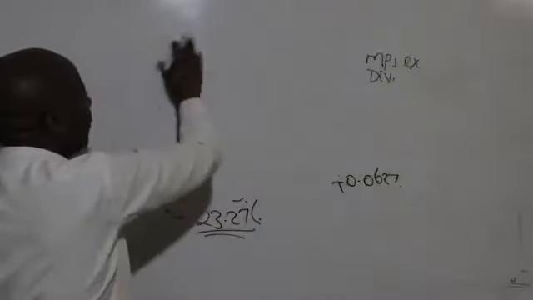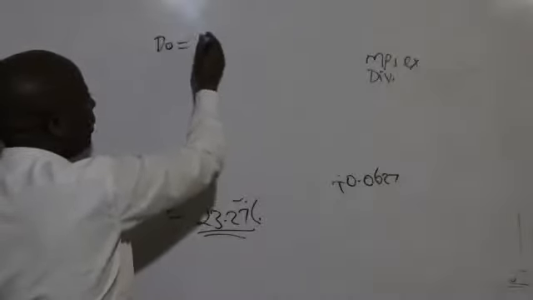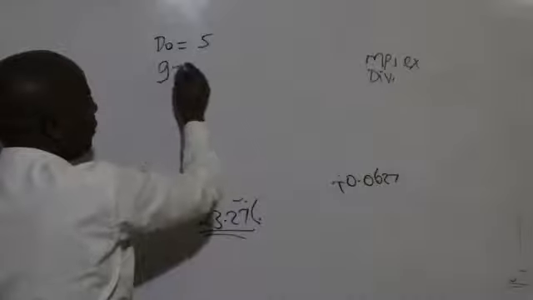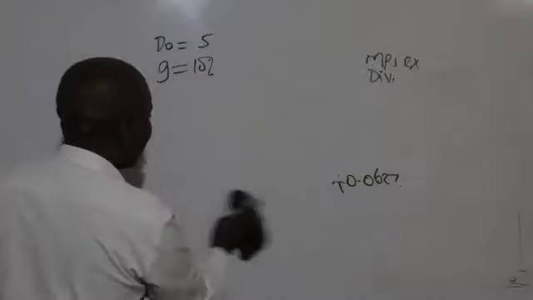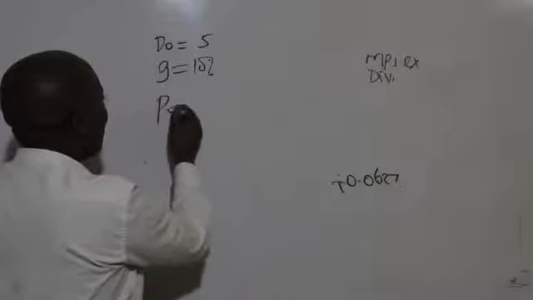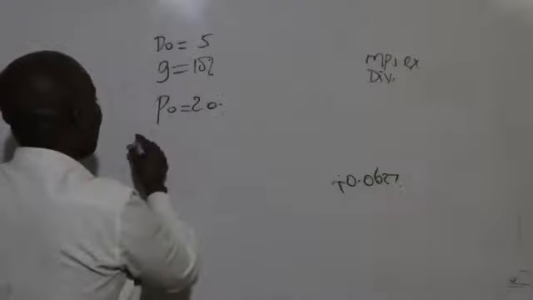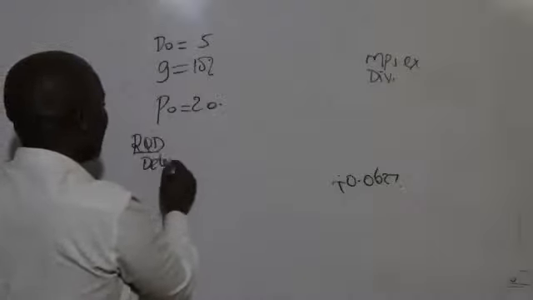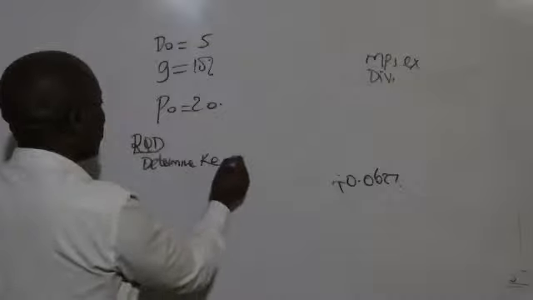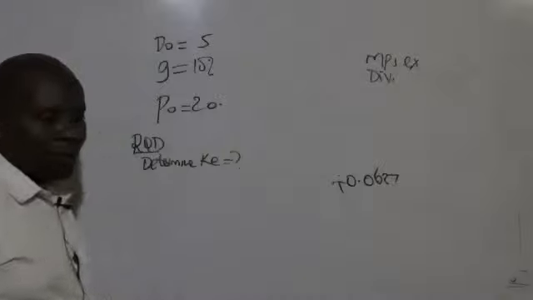We are given this question here. We are given D0 is 5, g is 10%. They have given us P0, which happens to be 20. And then they want us, ladies and gentlemen, to determine Ke, the cost of equity.